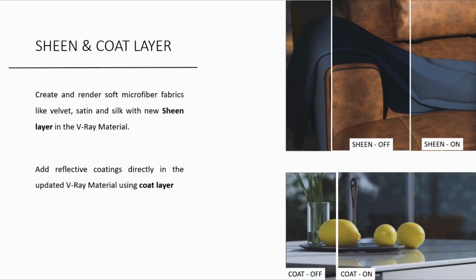And VRay material now includes built-in coat and sheen layers. The coat layer makes it easy to create materials with a reflective coating. So we can give a reflective coating to any material, so that we can make wood, car paints, and steel and all with more reflective effects. And Sheen makes it easy to create fabrics like silk, satin, and velvet. Both these layers help to give more realism to our materials.